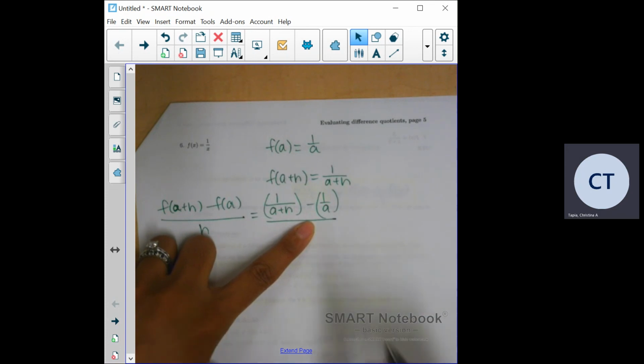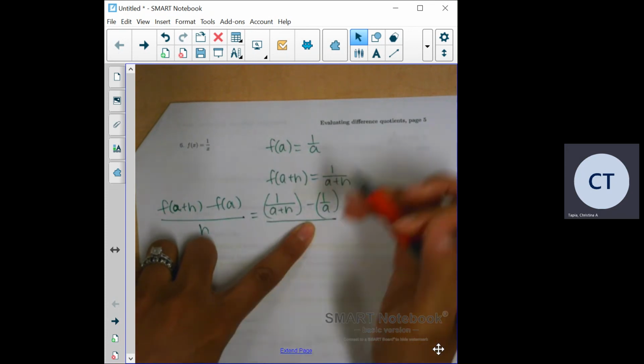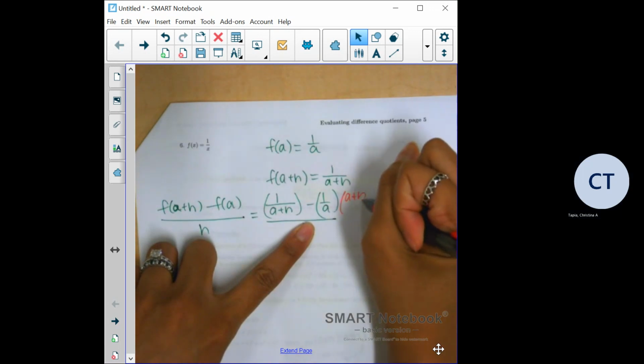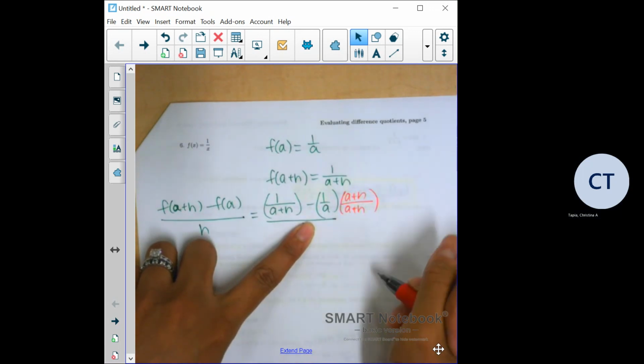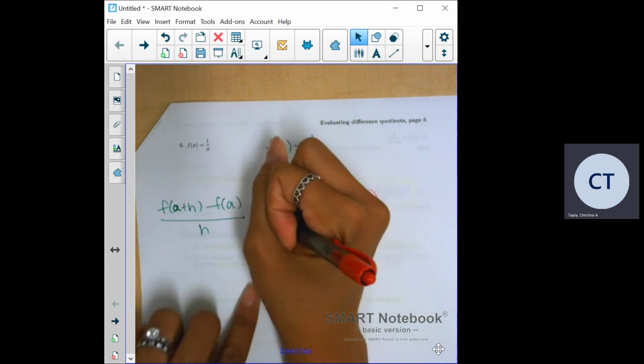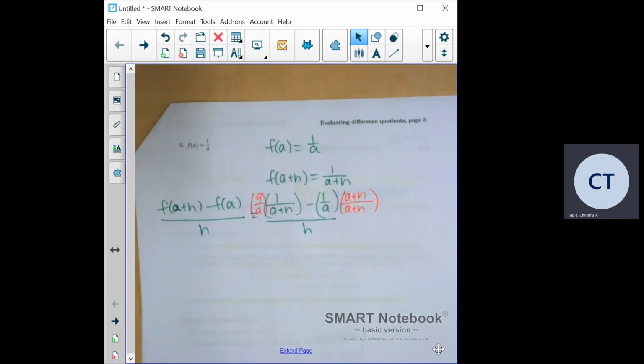Multiply by each other. Just take this a plus h, multiply it over here, and then take this a, multiply it on the other side. Don't make it difficult. Take the denominators for each, because there's really not a way to find a common one. The only common one you can do is if you multiply both of them.